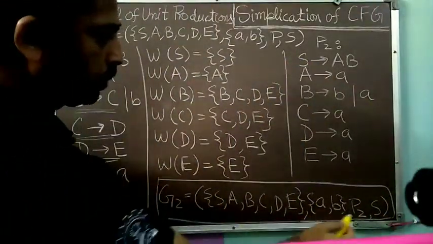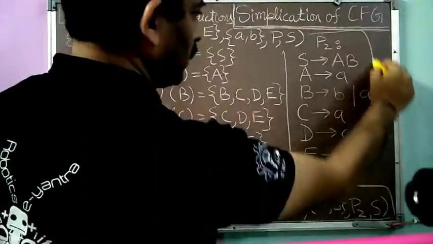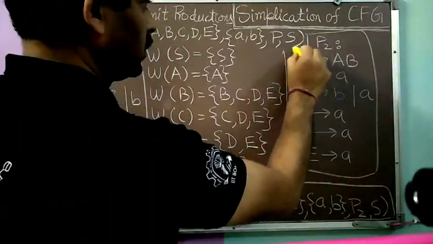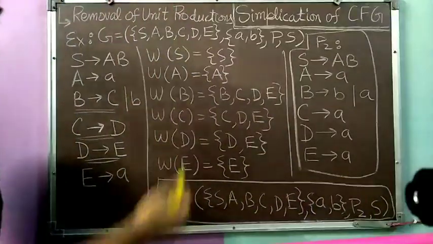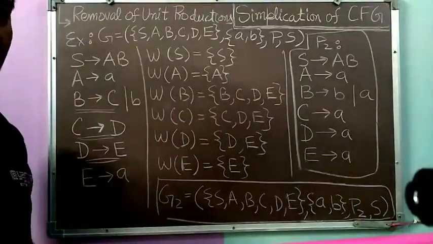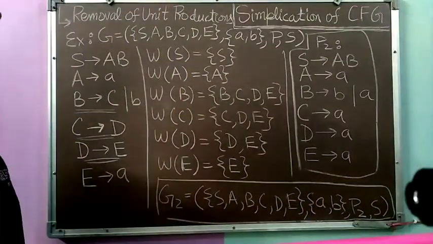And here P2 is defined by this set of productions. Okay. So in this manner, we can remove all the unit productions from the grammar.